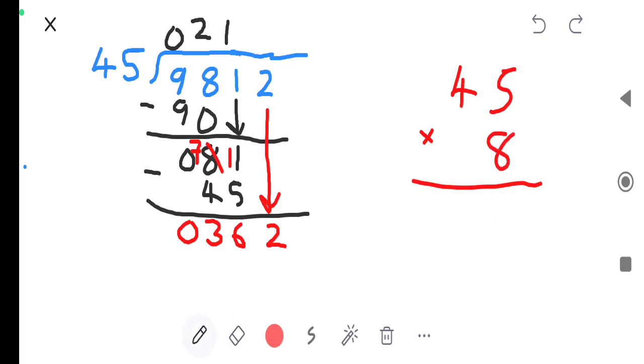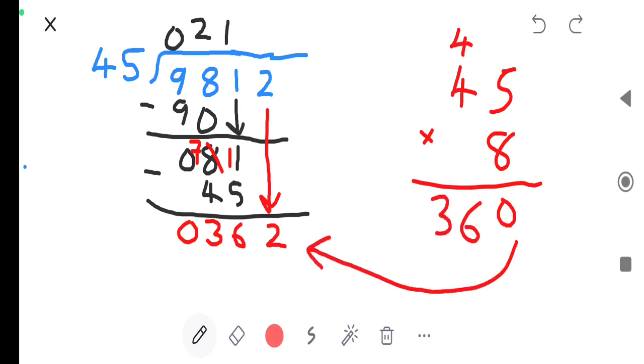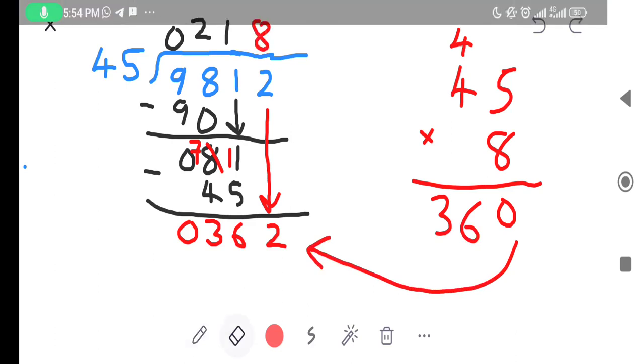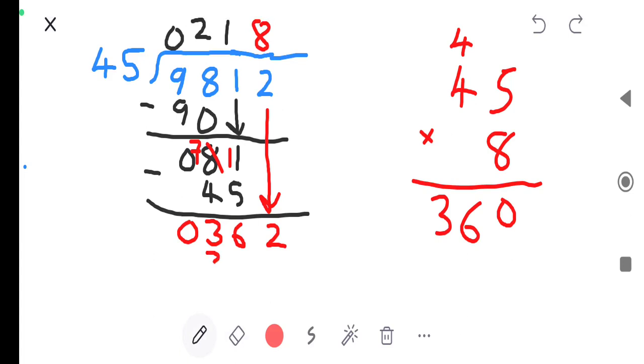Okay? 8 times 5 is 40. Write 0, put 4 at the top. Then you do 8 times 4, which is 32. 32 plus the 4 on top, you have 36. 360 is smaller than 362. That means that 8 worked. So you write 8 at the top. Okay? So 45 times 8, which is 360, which you will write at the bottom.